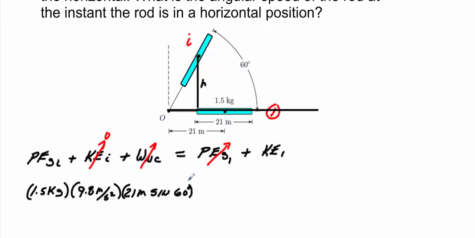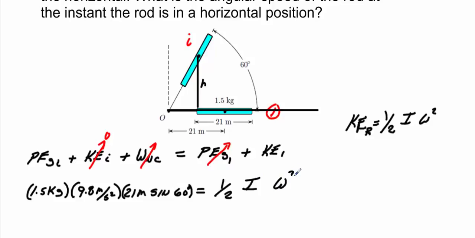Alright, on the left side of the equation, that's all I'm going to have. When it falls, it's going to have kinetic energy, and we know kinetic energy when we rotate is going to be 1/2 times the moment of inertia times the angular velocity squared. So I have 1/2 times I times omega squared. What we need to do now is find the value of I.